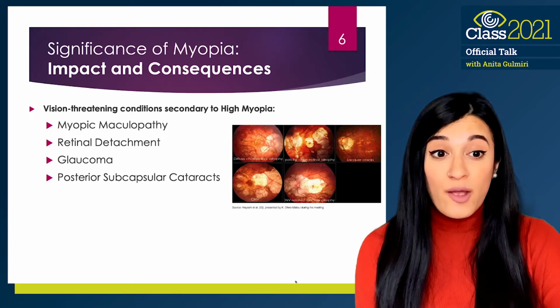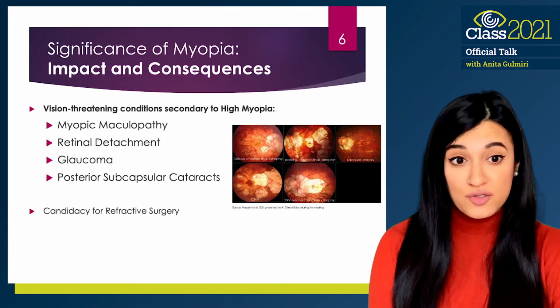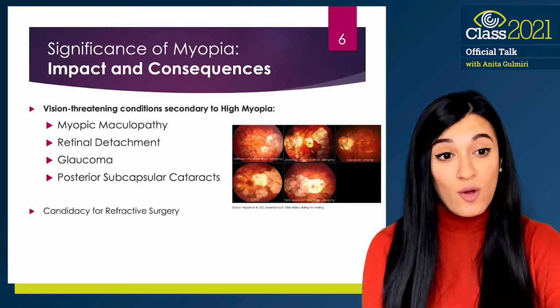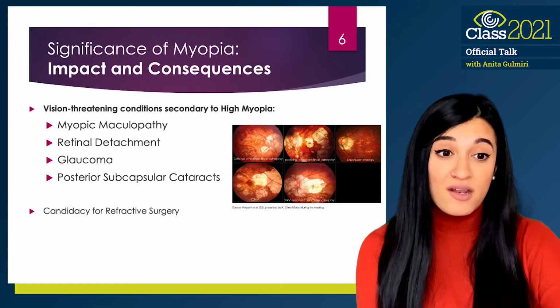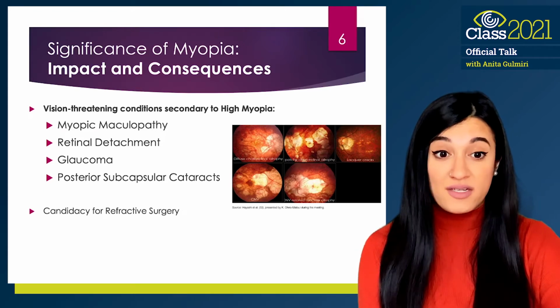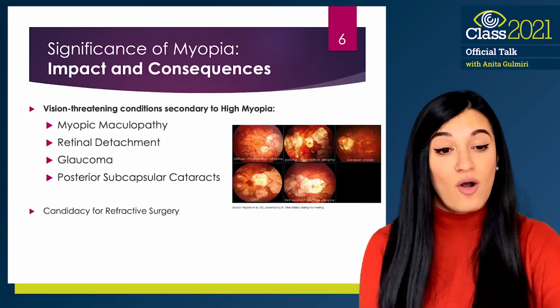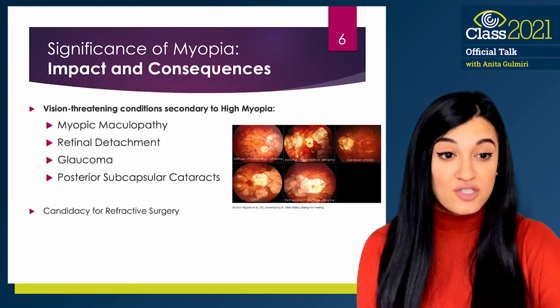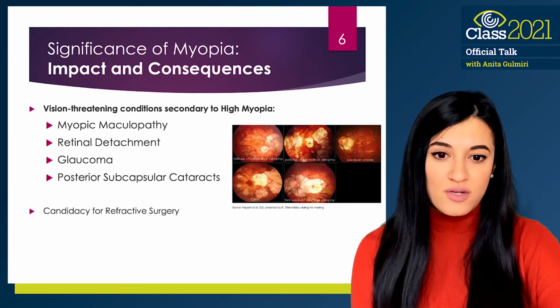Higher amounts of myopia can also affect candidacy for refractive surgery. For these patients with higher myopia, thinner corneas, or both, these patients can be poor candidates for LASIK because of the increased risk of postoperative corneal ectasia. So not only do patients with lower amounts of myopia tend to have more options for refractive surgery procedures, they tend to have better postoperative outcomes when it comes to refractive surgery as well.